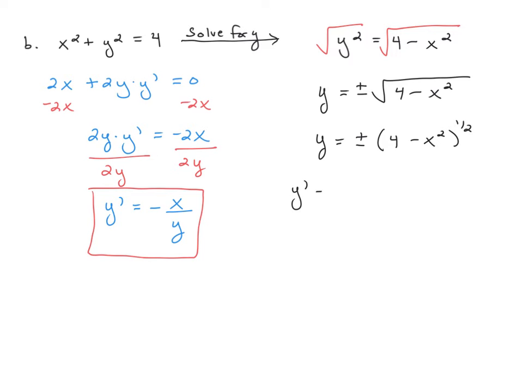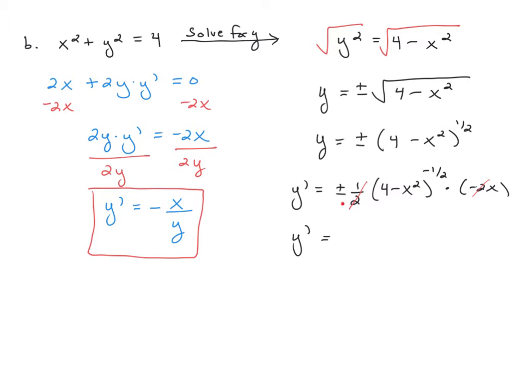So y prime would be equal to, we get plus or minus 1/2, we get 4 minus x squared to the negative 1/2, and by the chain rule, I have to multiply by negative 2x. This thing. If I simplify this, let's see, I get that y prime is equal to, well, I can cancel some stuff. I have this 2 and that 1/2 that cancel.